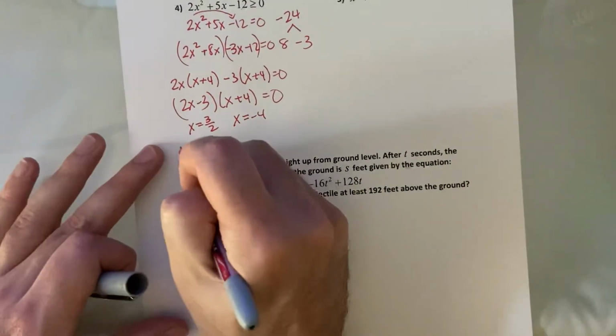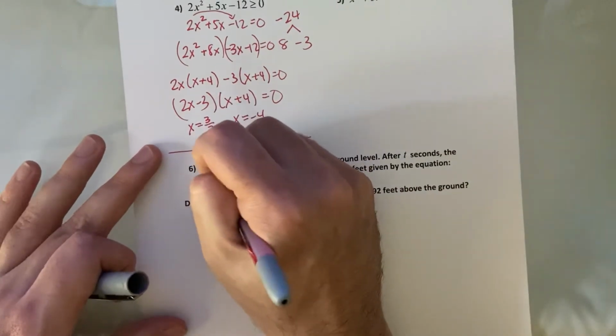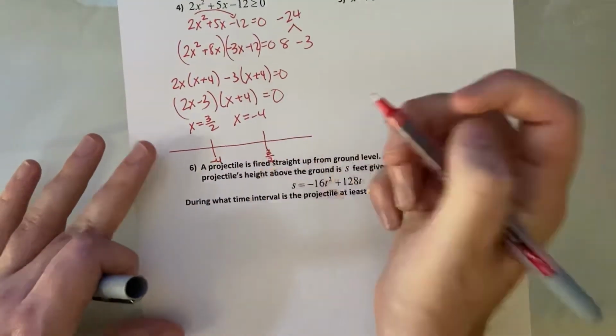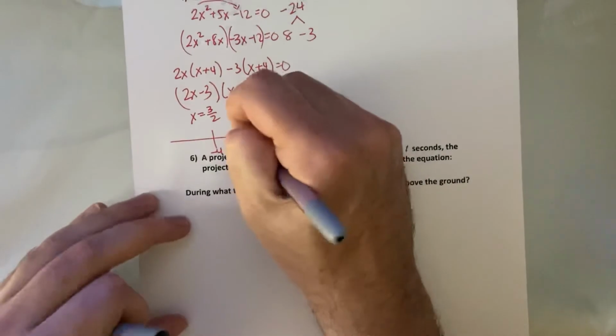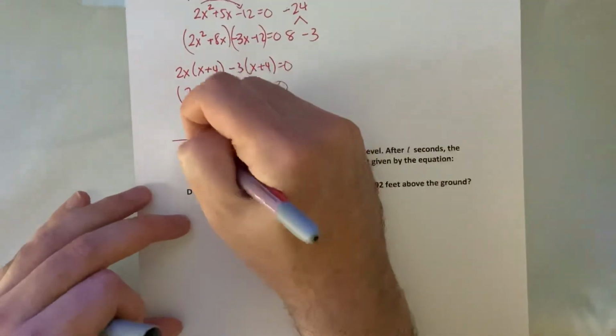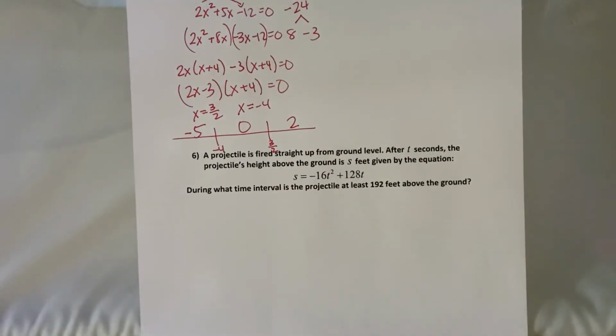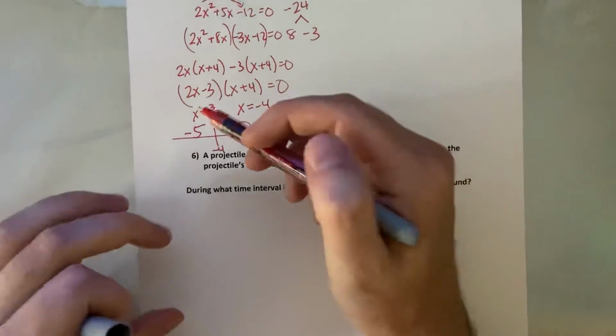So again, I have to do the chart. We have -4, 3/2. Easy number in the middle, 0. Easy number bigger than 3/2, 2. Easy number smaller than -4, again, -5. So I'm not going to draw out what we're doing. I'm just going to plug them in.